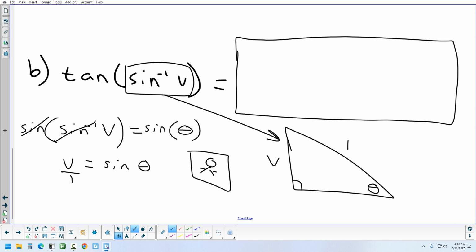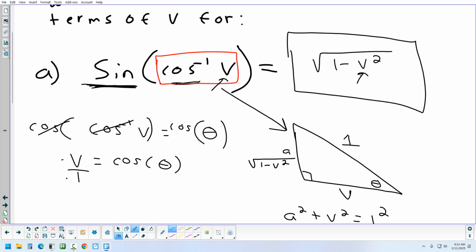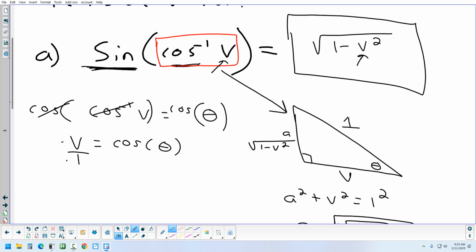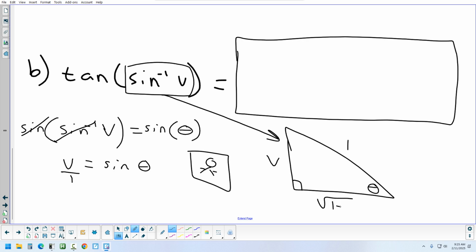We're going to do the Pythagorean theorem, but that's the same triangle we just did last time. You have v for a leg, 1 for the hypotenuse. You can really just copy the answer from up here. It's going to be the square root of 1 minus v squared. Now, tangent is opposite over adjacent. So the opposite is v, and the adjacent is the square root of 1 minus v squared.